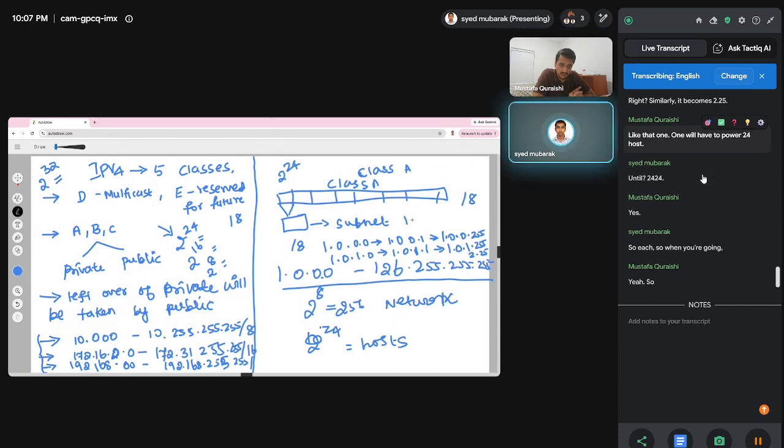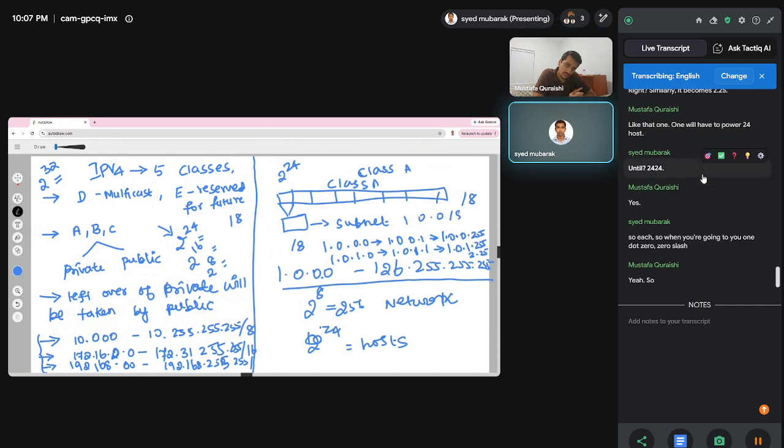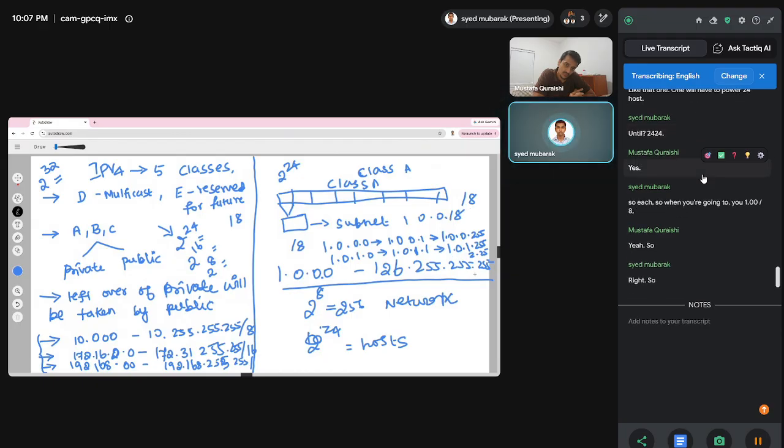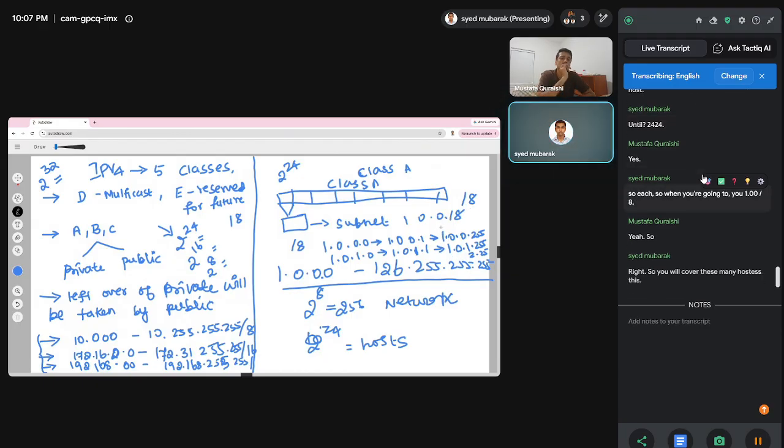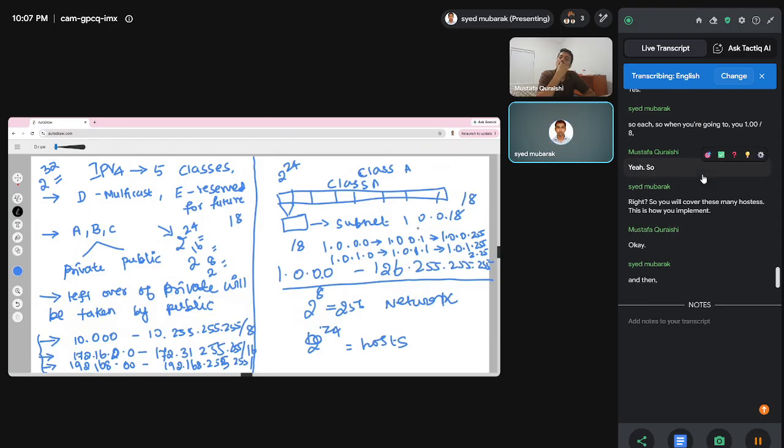So when you're going to give 1.0.0.0/8, you will cover these many hosts. This is how you increment.